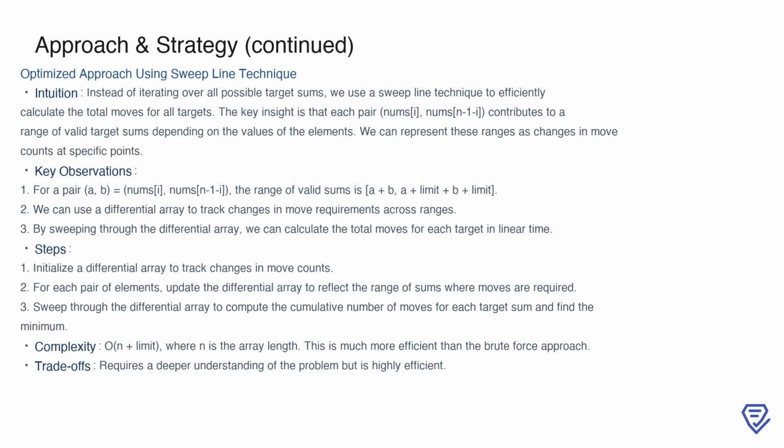This range is bounded by the sum of the two elements and their respective limits. Using a differential array, we can represent how the move requirements change at specific points along this range. The process involves updating the differential array for each pair, marking where move adjustments start and stop. By sweeping through this array, we calculate the cumulative moves for each potential target sum in linear time.